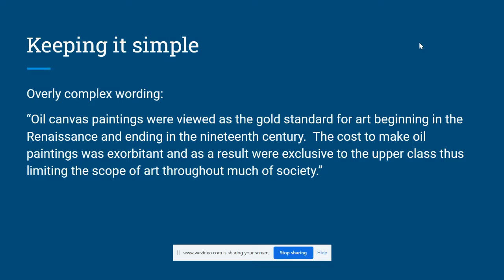Now, take a look at this example of overly complex wording. Here we go. Oil canvas paintings were viewed as the gold standard for art beginning in the Renaissance and ending in the 19th century. The cost to make oil paintings was exorbitant, and as a result, were exclusive to the upper class, thus limiting the scope of art throughout much of society. Now, that's a mouthful, number one. It really does take a lot of trouble to read that and say it. Beyond that, the sentence structure gets to be so long that at least the sentence structure sort of falls apart a little bit and it gets hard to know exactly what the subject of the sentence is. Add to that wording that's unnecessarily complex, and we've got a statement that's just hard to understand.